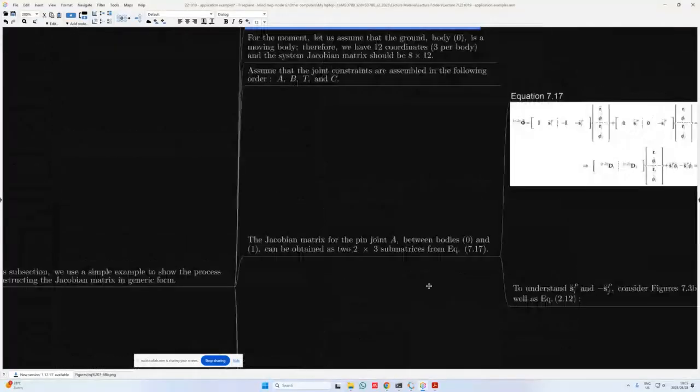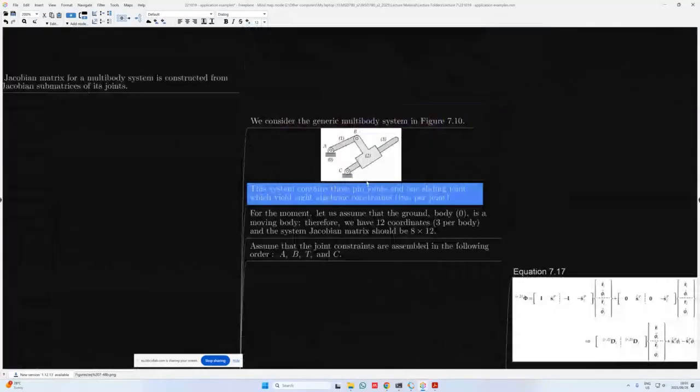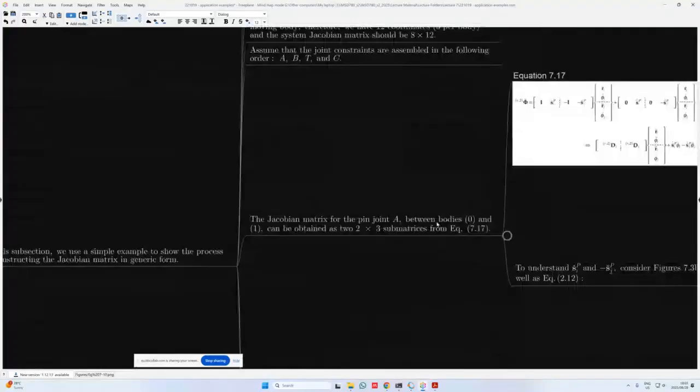In a similar fashion, we can look at revolute joint B. So revolute joint B is placed between bodies 1 and 2, and it's also the second revolute joint, or the second joint that I specify, so it's in the second row, acting between bodies 1 and body 2.